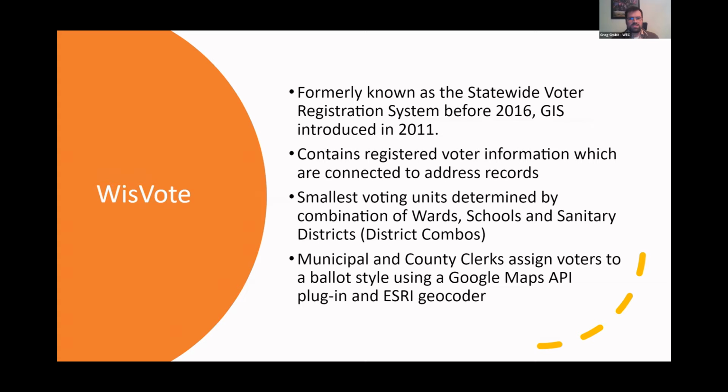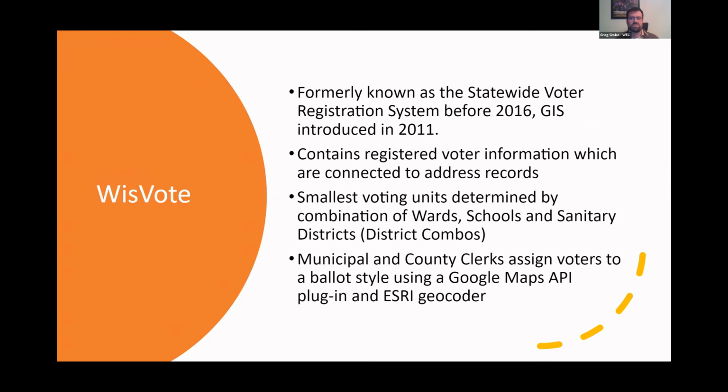So first of all, a little bit about WisVote. WisVote used to be known as SVRS, the Statewide Voter Registration System. In 2016, we changed over to WisVote, but we actually started using GIS in our systems in 2011, right during the last redistricting period. It contains voter information, which is connected to address records.